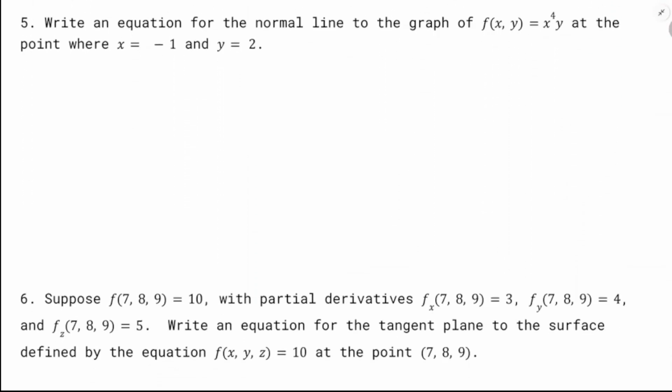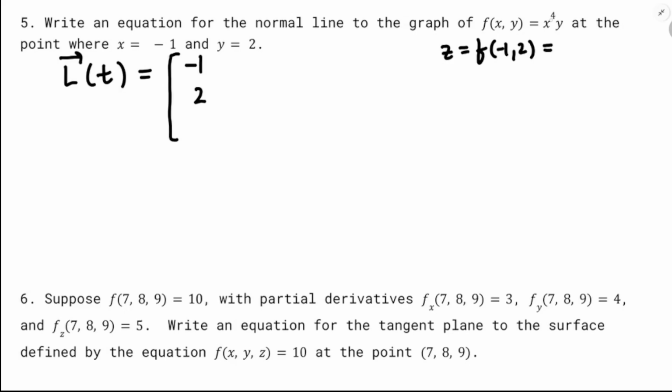Right, now if we want the normal line, I thought about this after I did the one on the other form. I should have just written out the general formula. So L of t is going to be, okay, it's the x-coordinate, y-coordinate, and z-coordinate. Okay, well, I'll need to figure out the z-coordinate. Z is going to be f of negative 1 and 2, which is going to be negative 1 to the 4th times 2, that's going to be 2. Okay, so then I'm going to need my partial derivatives, because I'm going to have partial derivative with respect to x, partial derivative with respect to y, and then just minus t.